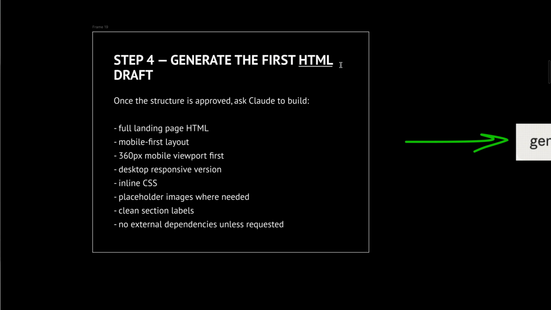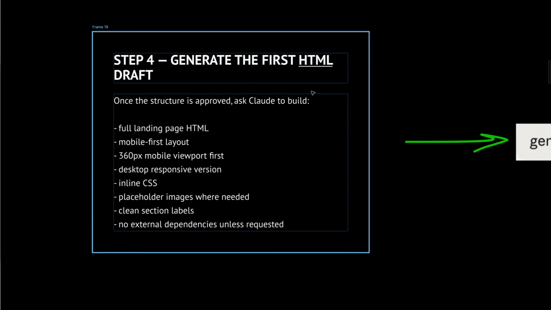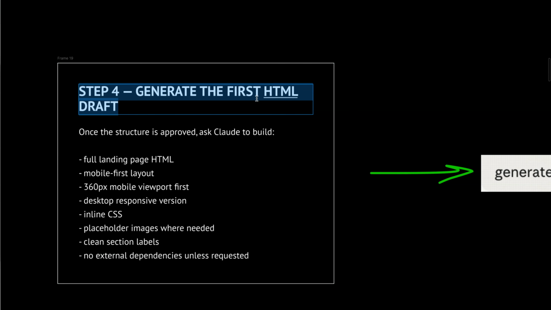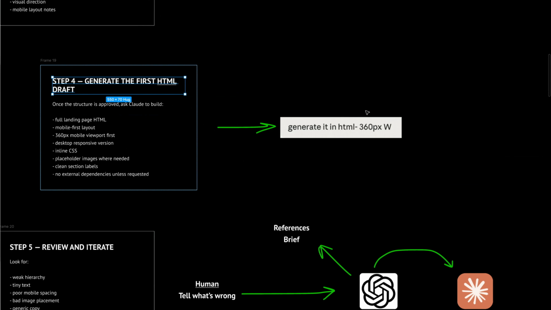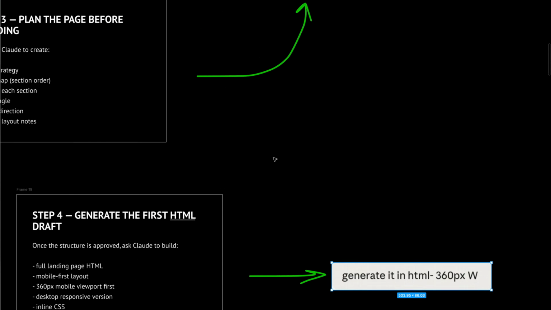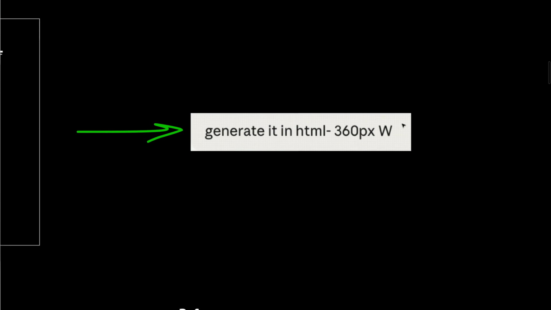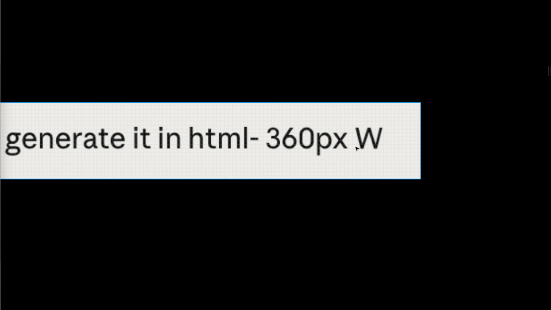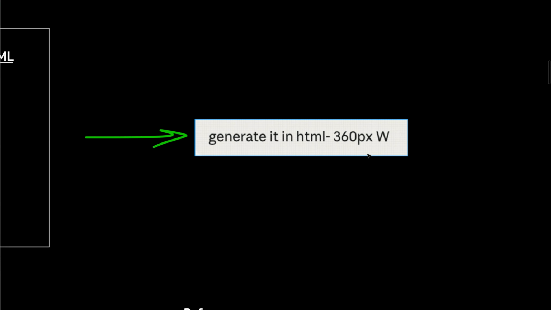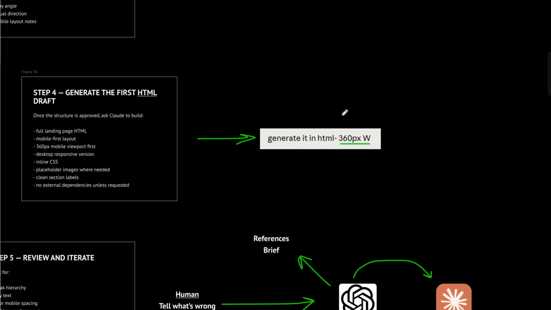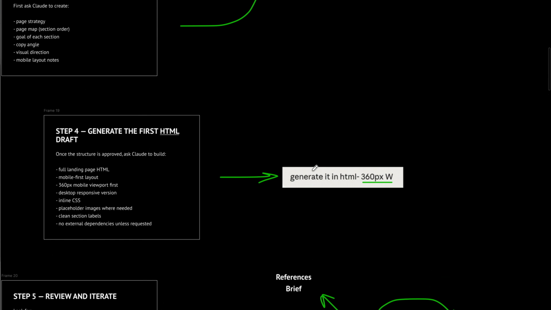And this is the key word. You want Claude to spit out the design in HTML. So you're using Claude Code. All you need to say, once you approve this, is enter this command: generate it in HTML, and then tell it 360 pixels width. The reason you want to set it to 360 pixels width is it will output that mobile first. So mobile optimization is the most important thing.